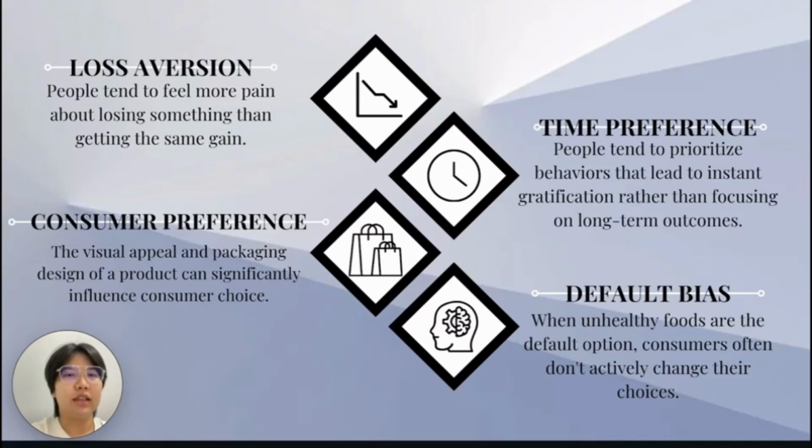In default bias, for example, there are more unhealthy options on menus that people often choose the most popular unhealthy food based on the herd mentality, rather than spending extra time and energy looking for healthy alternatives.